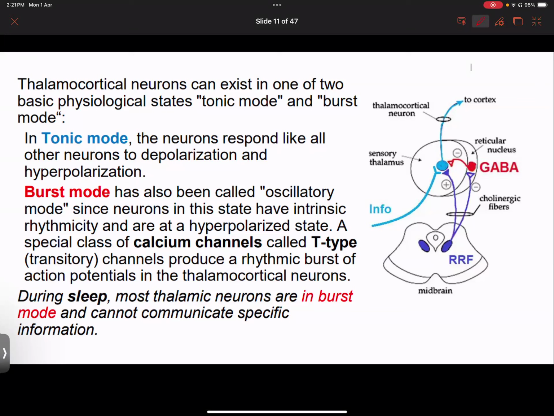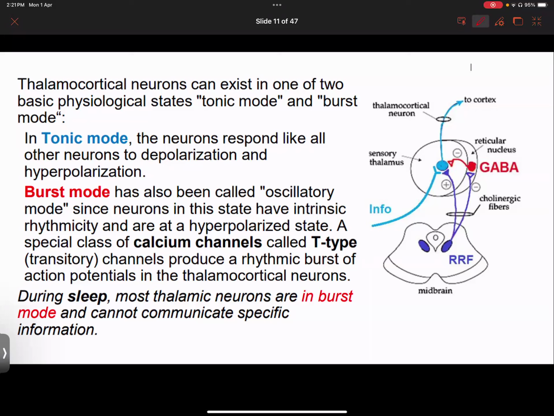But something kind of unique to thalamocortical neurons is the burst mode. Now, the burst mode is a state where all of the neurons are at an intrinsic rhythmicity. So they're all rhythmic and they're usually at a hyperpolarized state. So in burst mode, which is specific to thalamocortical neurons, they have intrinsic rhythmicity, and they're at a hyperpolarized state.